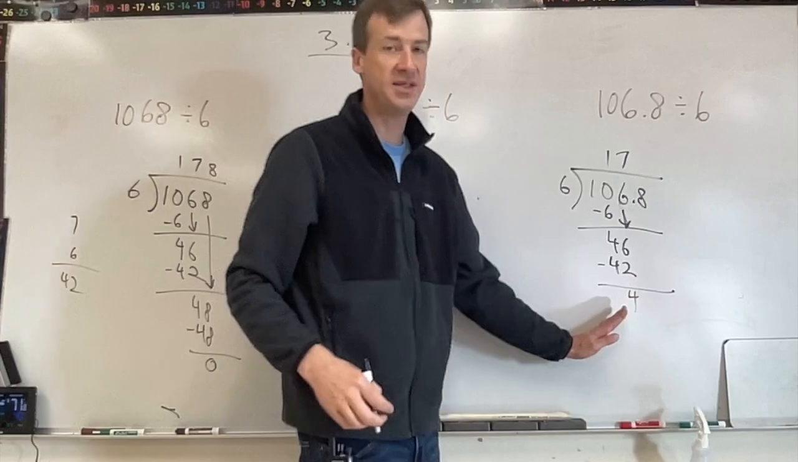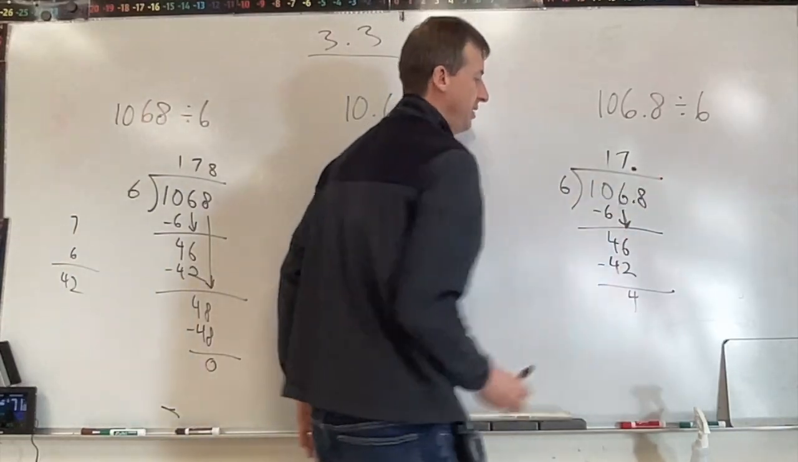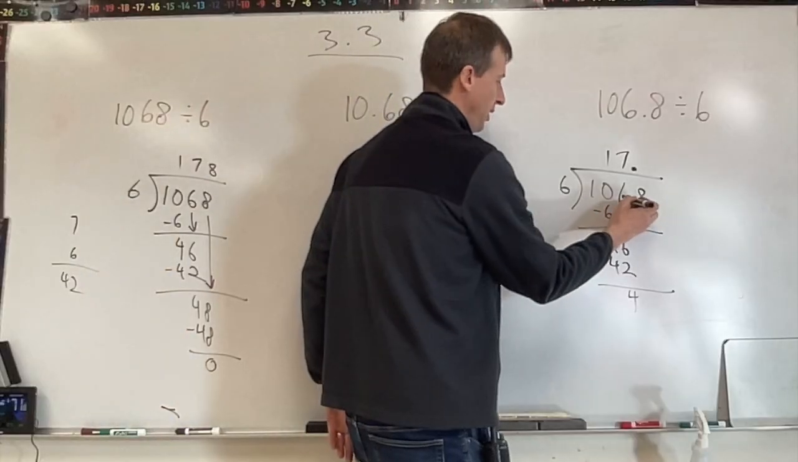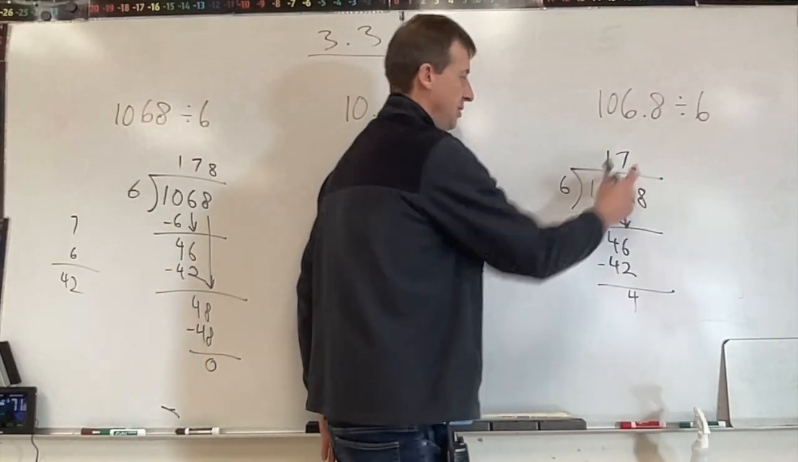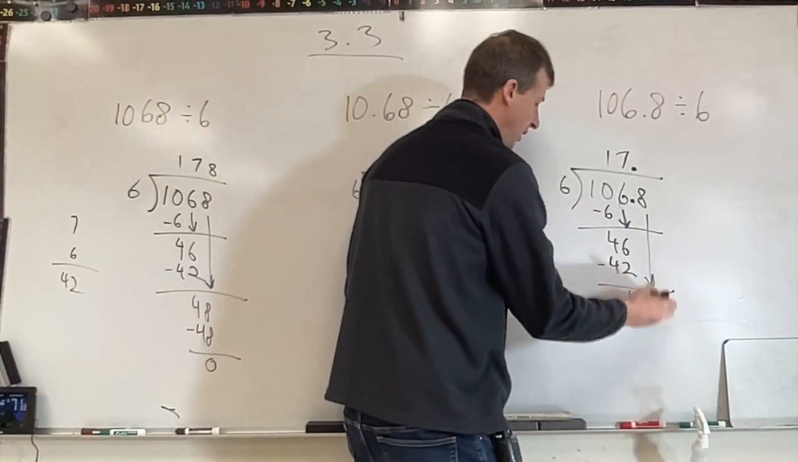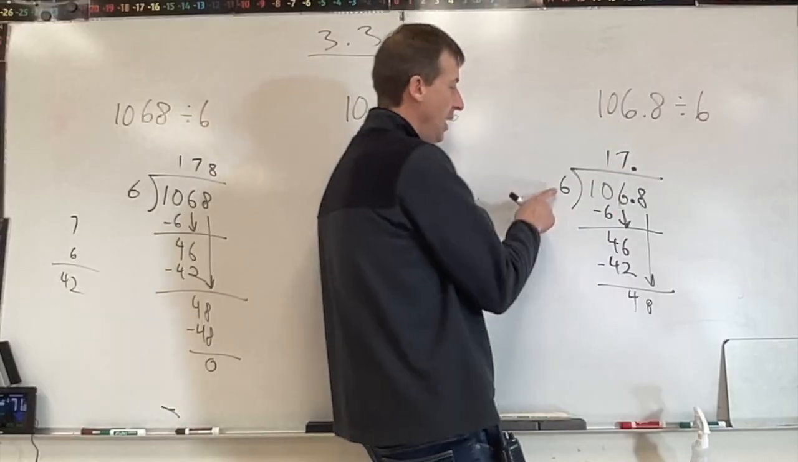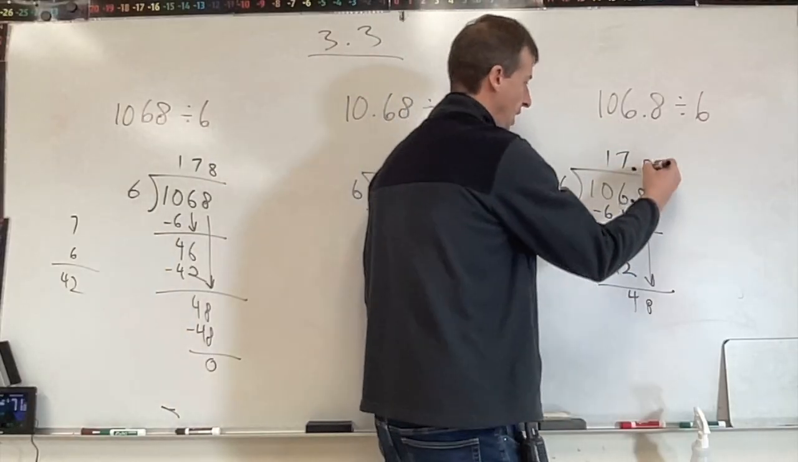Now, before I go to this next number, I've got this decimal point. Just make sure you bring that up to the top. So it was between the ones place and the tenths place, and it should be between the ones place and the tenths place up here. All right, I bring down this 8. I'm not even bothering to put the decimal down here. As long as I have it on top, I'm fine. 6 goes into 48 8 times.